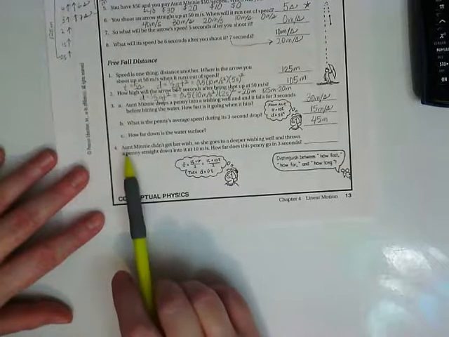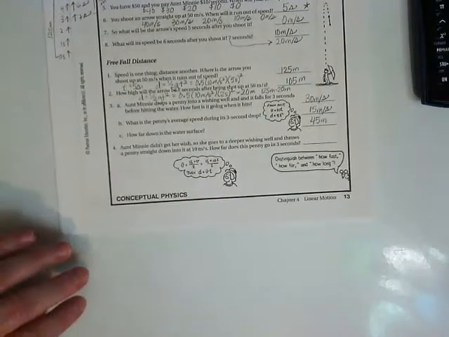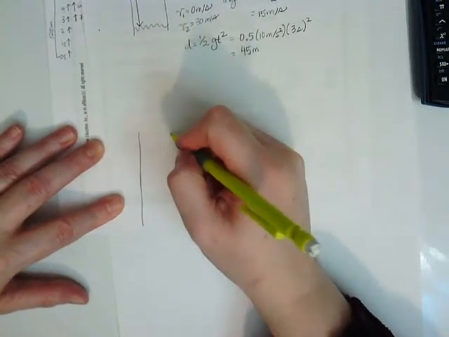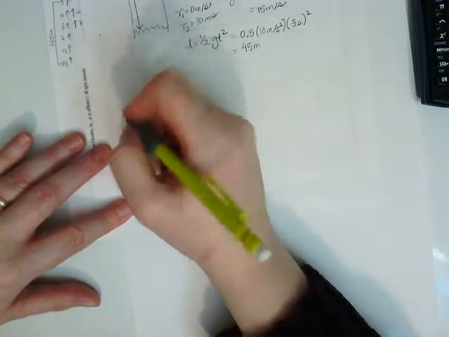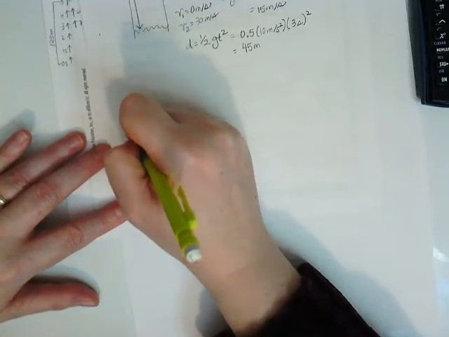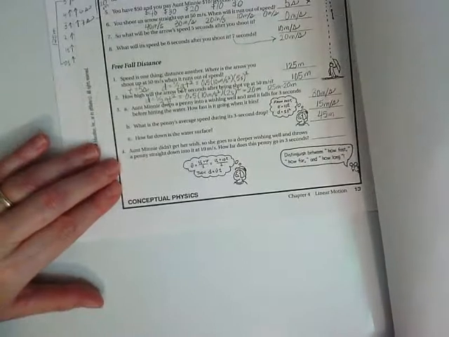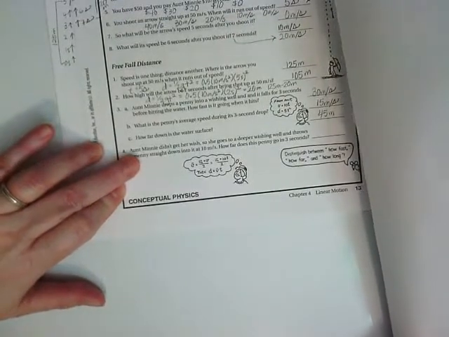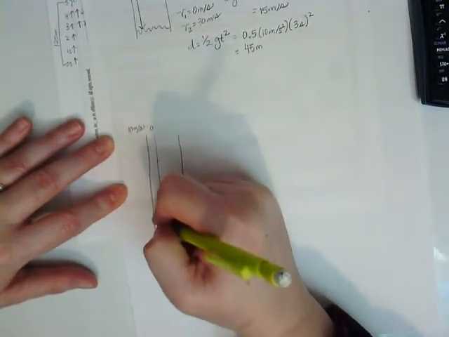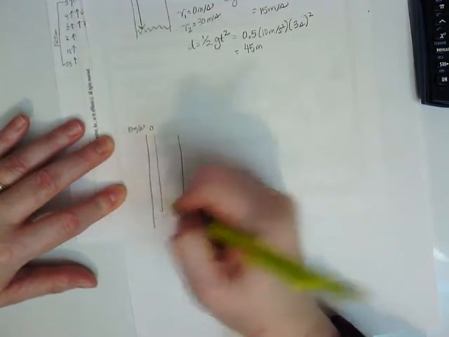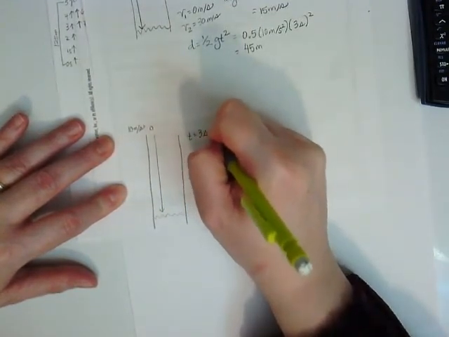All right, Aunt Minnie didn't get her wish, so she goes to a deeper wishing well and throws a penny straight down into it at 10 meters per second. How far does the penny go in 3 seconds? So, similar situation, right? But my little object here, this time its initial velocity is 10 meters per second because it tells us that she throws it and it's starting with 10 meters per second. It's still going to fall and hit our water, and it still takes 3 seconds.